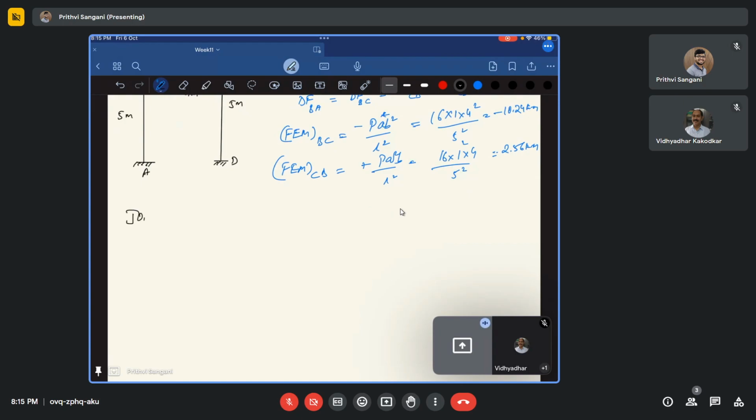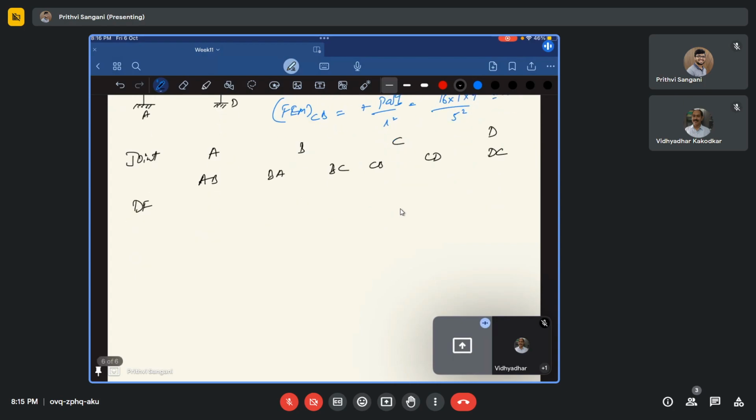So we have joint A, joint B, joint C, and joint D. Joint A has only the AB member. Joint B has two members, which are BA and BC. Joint C has CB and CD. Joint D has only one, which is DC. So the distribution factors, let me write them down. There is no distribution happening here. For BA it is 0.5, for BC it is 0.5, for CB it is 0.5, CD is 0.5, and here there is no distribution happening.